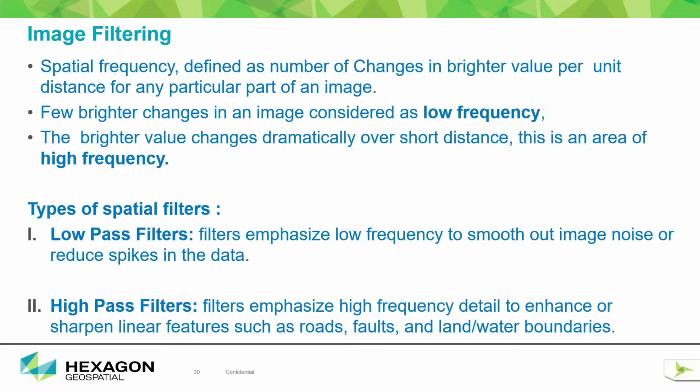So basically we are using the low pass filter to smooth out the image noise or reduce the spikes in the data, and using the high pass filter, high frequency detail, to enhance and sharpen linear features such as roads, faults, land and water boundaries. So if somebody is coming from a geological background, he wants to use the high frequency because he has to identify the fault line. So suppose he has an image of this type of geological information carried out by satellite imagery, then he has to go for the high pass filters.